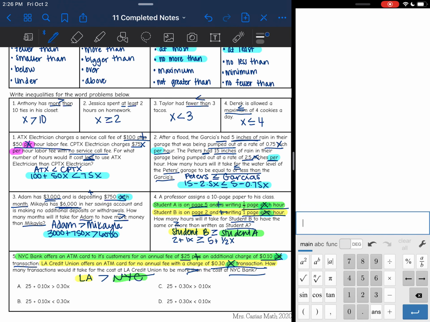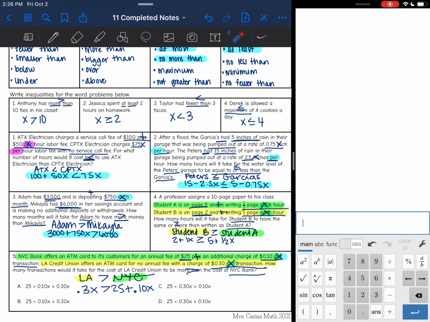Okay, so let's write it. LA Union has no fee, just 30 cents per transaction. So it's going to be 0.3x. And I want to know when they are more than NYC. NYC was a $25 fee plus 10 cents per transaction, so 0.10x.